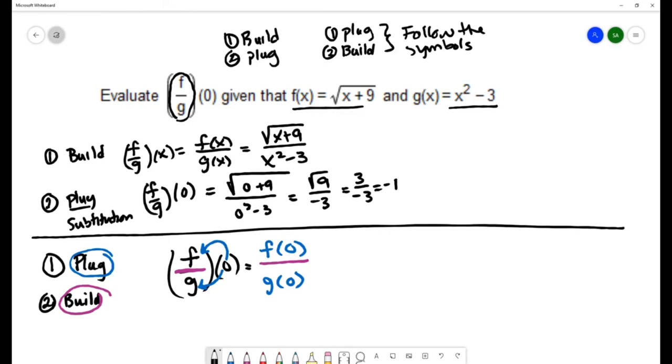So if we do f of 0, that's square root of 0 plus 9. And g of 0 is 0 squared minus 3. And notice I've put them in a fraction, so we can do that division. So we have square root of 9 over negative 3. Square root of 9 is 3. Divided by negative 3 will give us that negative 1. So two different approaches to evaluate f over g of 0.